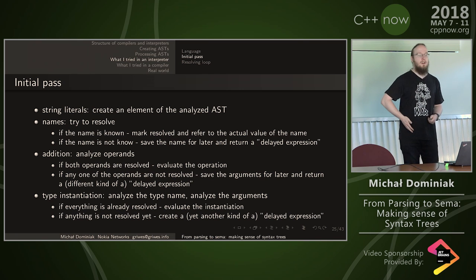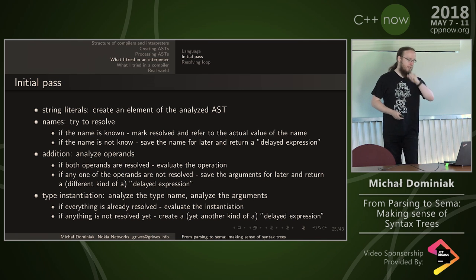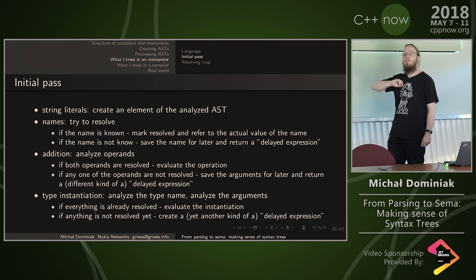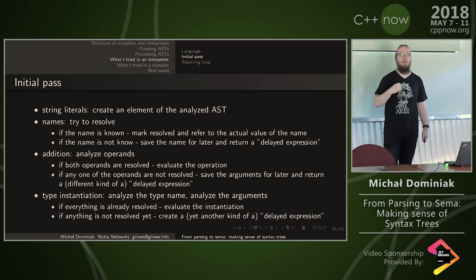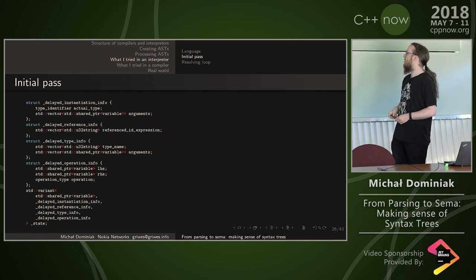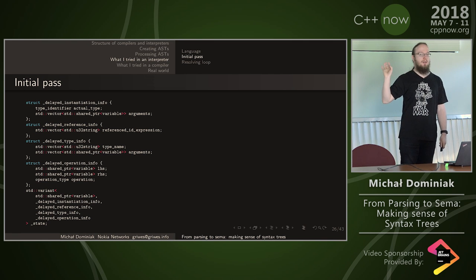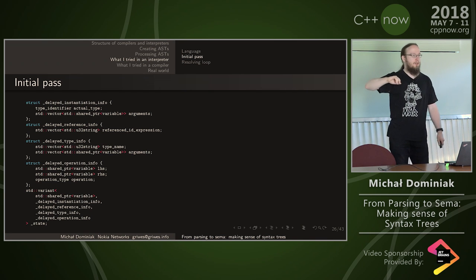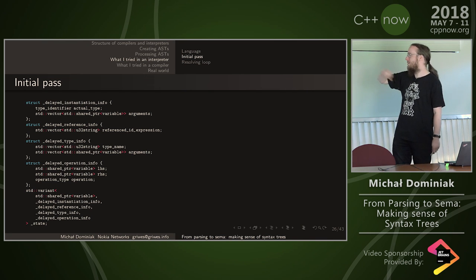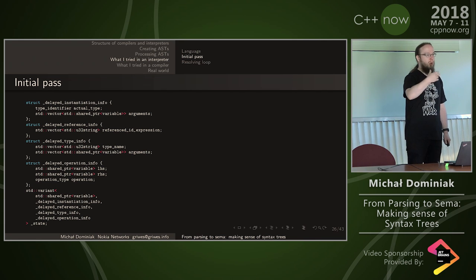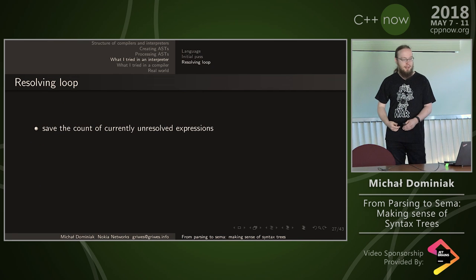Right, so this is the initial pass. This is simple. It just goes through the entire AST once and builds information about what we do not yet know. And this is very tiny code that basically shows the states that the delayed expression can be in. It doesn't really matter, right? This is a variant of different things. One of them is a short pointer to an actual thing. So one of the states is an already resolved thingy, right?